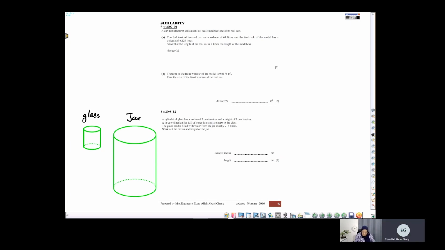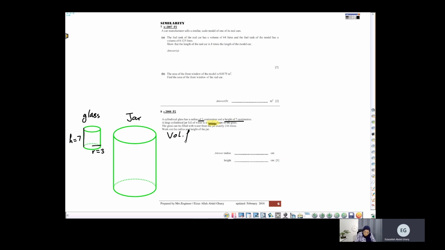What is the information he gave me? A cylindrical glass has a radius of 3 centimeters and a height of 7 centimeters. A large cylindrical jar full of water is of similar shape. Similarity: here is the keyword. When we see this keyword, we understand in which topic we are solving now. The glass can be filled with, so this is the volume factor.